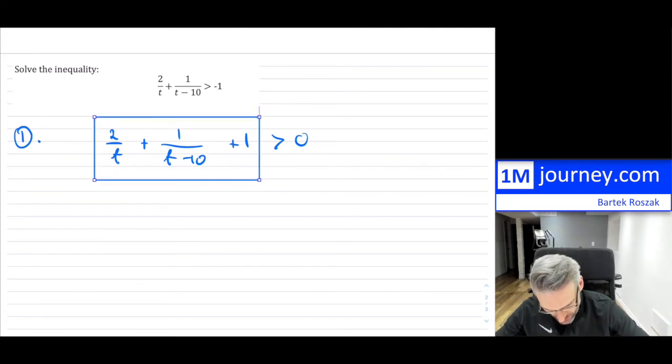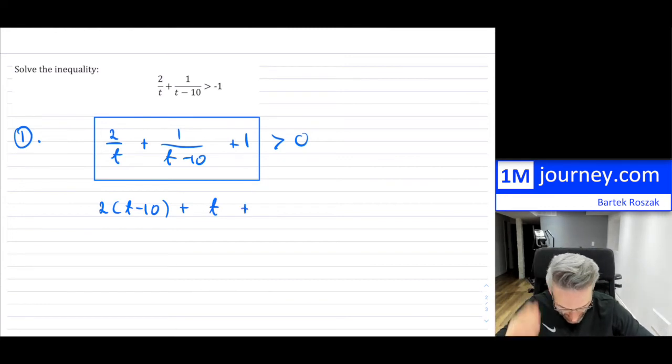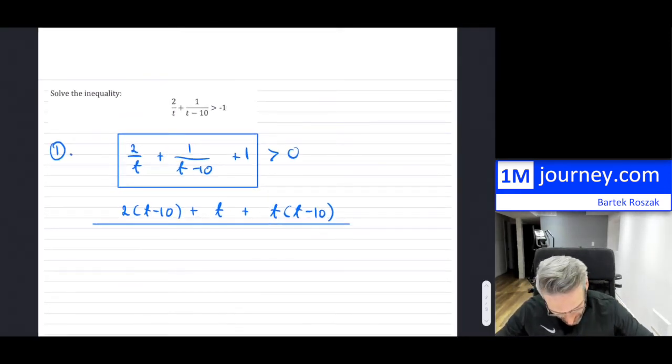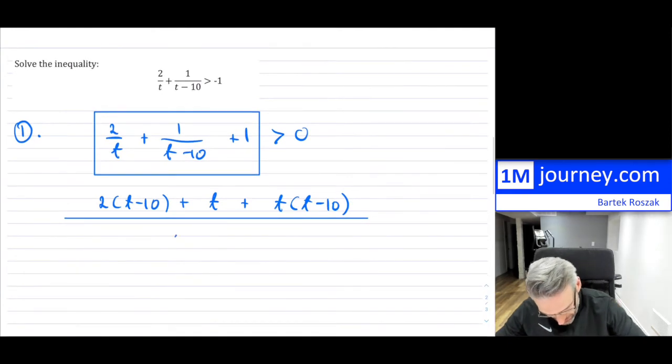So we just have numerators and denominators, so I can find a common denominator here. We're going to get 2 times (t minus 10) plus 1 times t plus, and notice the 1 at the end there, it's going to be t, and then t minus 10 if you put it all under the same denominator. So that's going to be that, and then the denominator is going to be this. All right, so we have that.